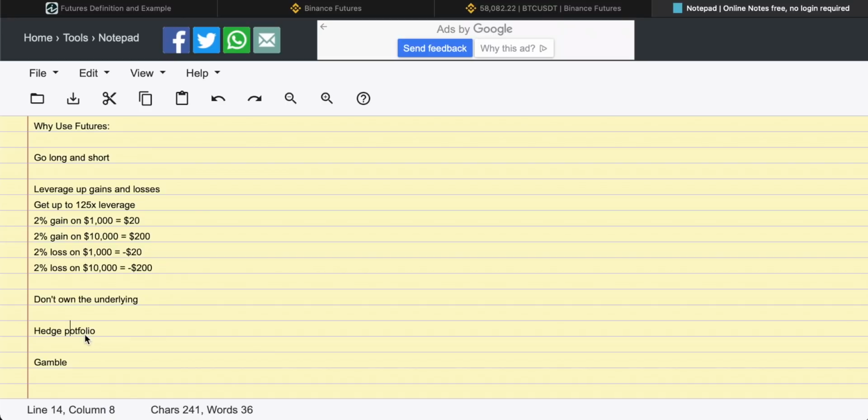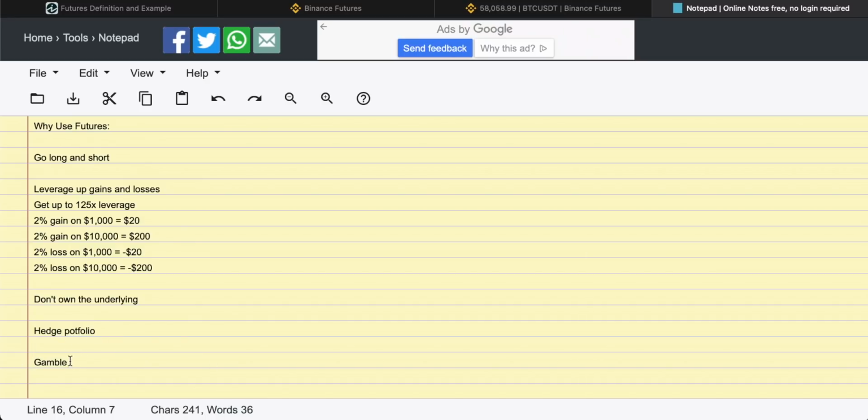So if you think that a bear market will come about in Bitcoin, maybe a little while after the Bitcoin halving, and you think the price is going to drop, you don't really want to sell your Bitcoin. You can hedge your portfolio, bet on price drops, and then try and trade around your portfolio whilst having your Bitcoin in your wallet. And then the next reason to use a future is simply to gamble.